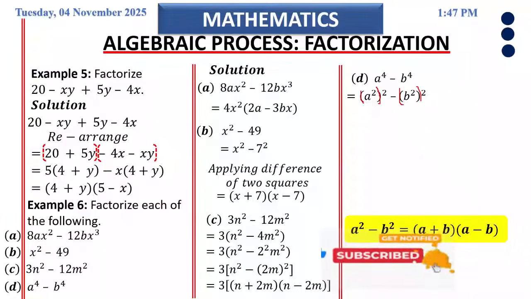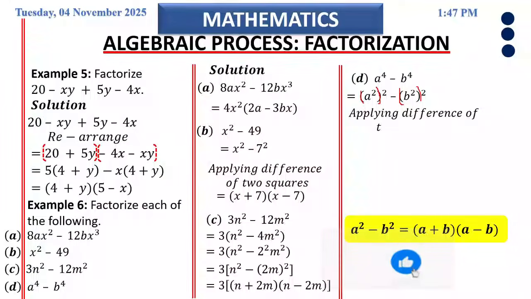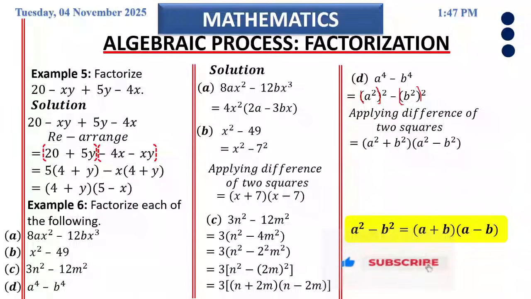Okay, so if you look at it, we have a squared, squared, and b squared, squared. Meanwhile, this square inside, you take it as just a unit element, as though it's just your y, and the first one is just your x. Applying difference of two squares tells us that we're going to have (a squared plus b squared)(a squared minus b squared). Are we stopping here? You're looking at it, Abby?